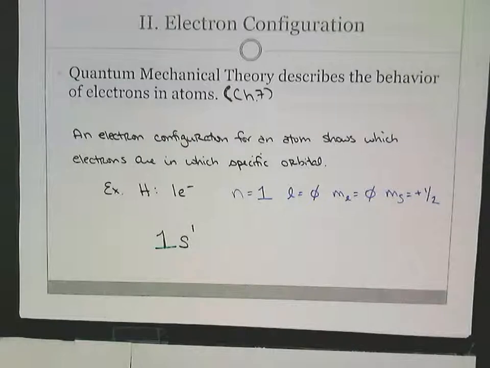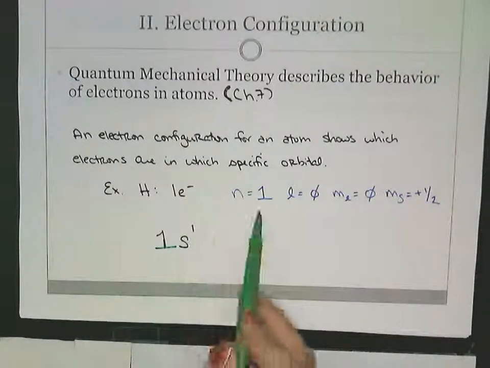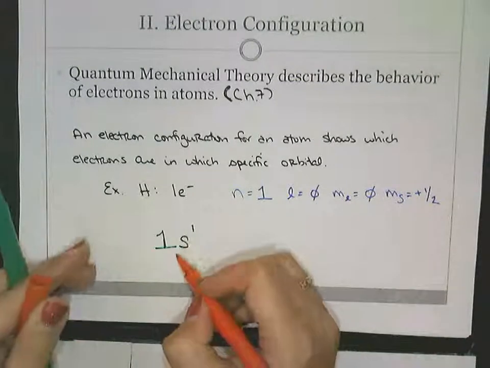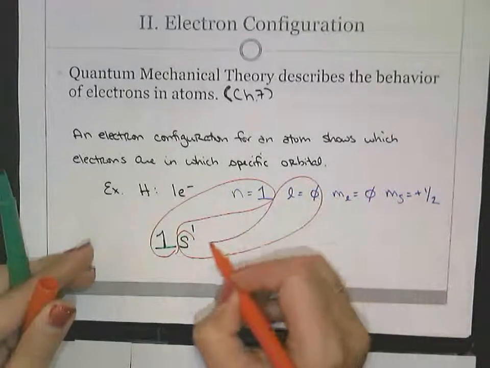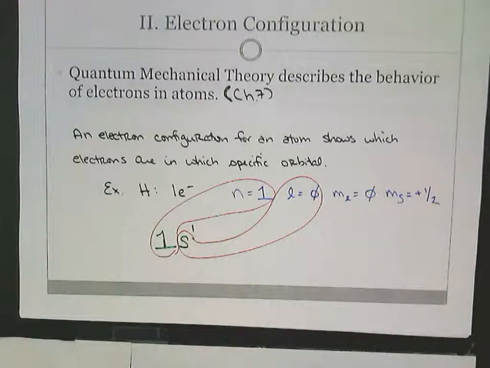Can you do that one more time? Sure. So 1 comes from n. Then S comes from l. And that 1 just tells me 1 electron, and that comes from the actual number right there.